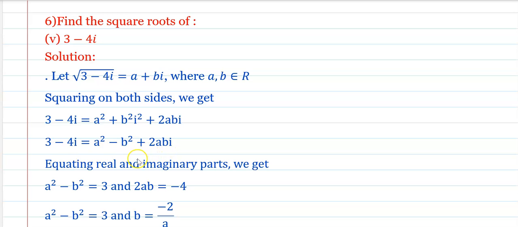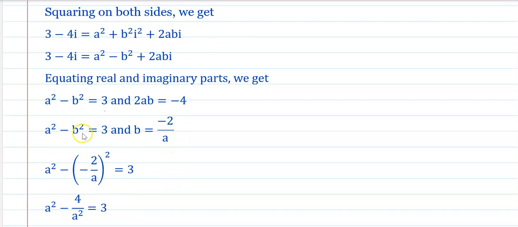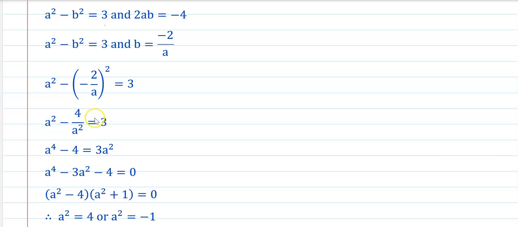Equating the real and imaginary parts, a square minus b square is equal to 3. 2abi is equal to minus 4i. i gets cancelled. That is ab is equal to minus 2. Therefore, b is equal to minus 2 upon a. Substitute the value of b in this expression, and hence you are getting a square minus, in bracket, minus 2 upon a whole square is equal to 3. After squaring, a square minus 4 upon a square is equal to 3.